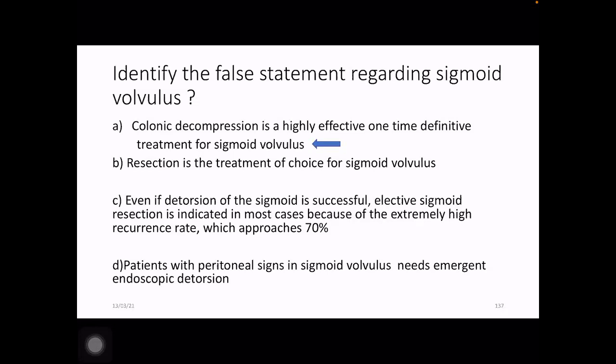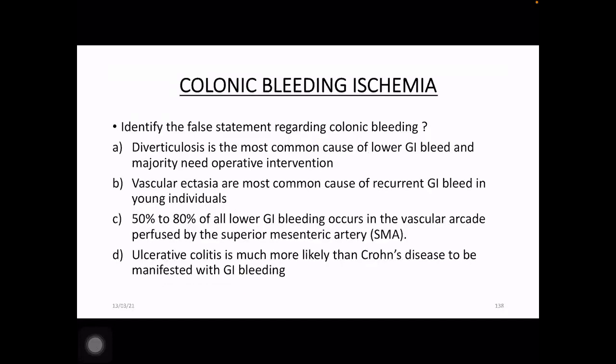Basically, the peritoneal signs in sigmoid volvulus need emergent endoscopic detorsion. False. So this is again another false statement. So these are the two false statements in this. A patient with peritoneal signs needs emergency surgery, not emergency endoscopic detorsion.